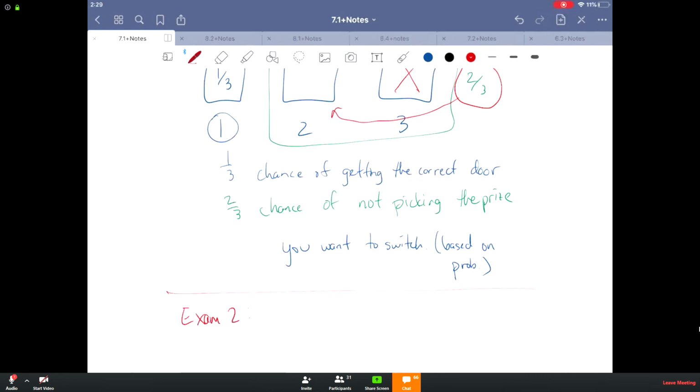For your exam, so this is Wednesday, we're looking at chapters 2.3, 2.4, 2.5, so the last stuff in chapter 2. We're looking at 3.1, 3.2, 3.3, algorithms.